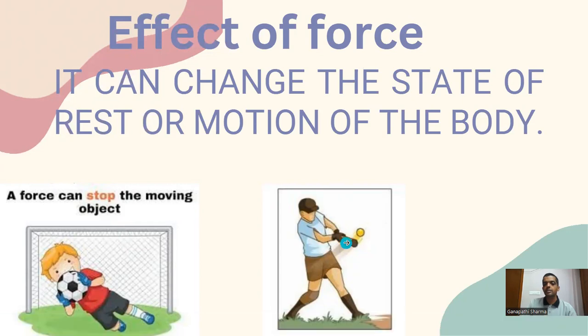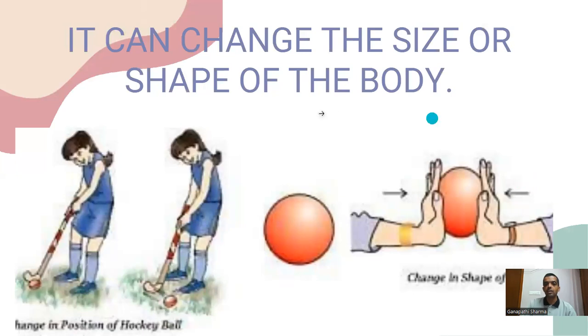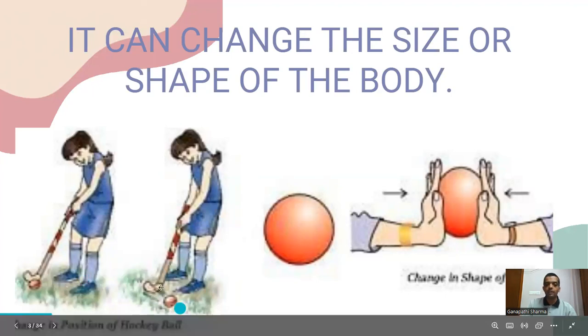By applying the force, the body can be made to move. Either it can make the body rest or be in motion. It can change the size or the shape of the body. By forces applied, you can change the shape of the body. You can see here in these two cases, there is a change in direction. Hockey stick, the ball: if you try to make the body move, the stationary body will come to motion, or motion to rest. In either case, these are the properties of force.